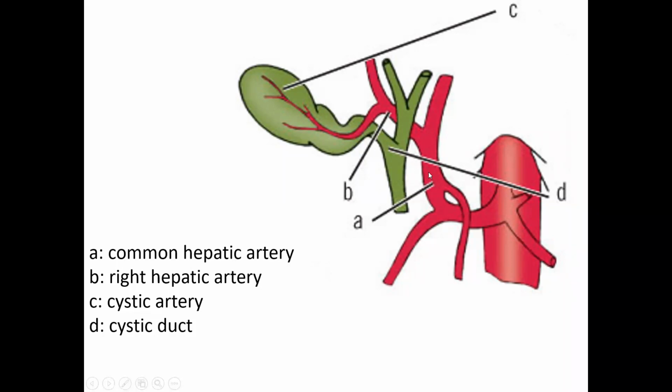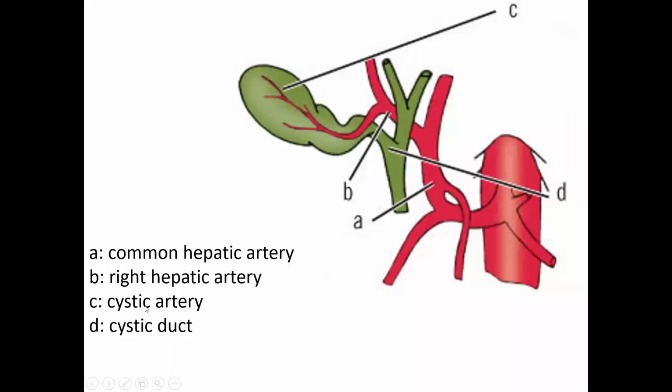This is the common hepatic artery, and this is the hepatic artery proper. This is divided into right hepatic artery and left hepatic artery. This is the cystic duct. The right hepatic artery gives a branch to the gallbladder, which is called the cystic artery.